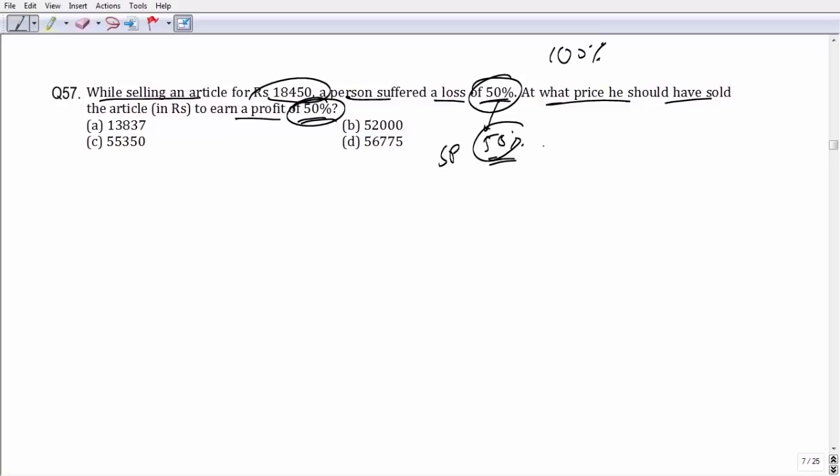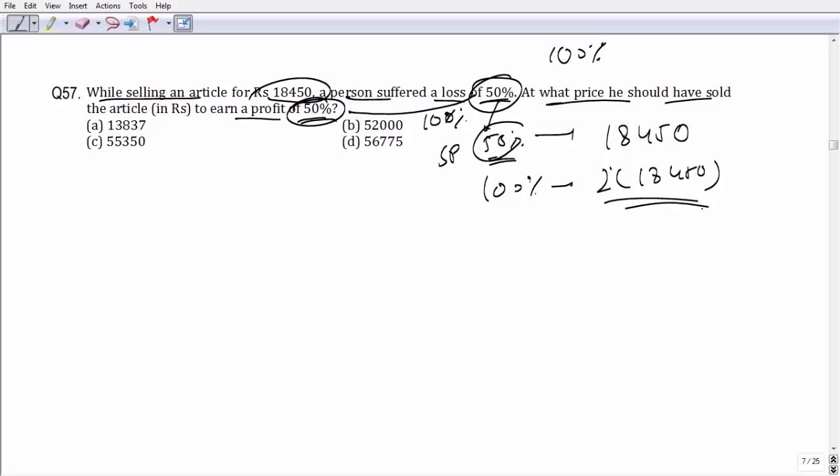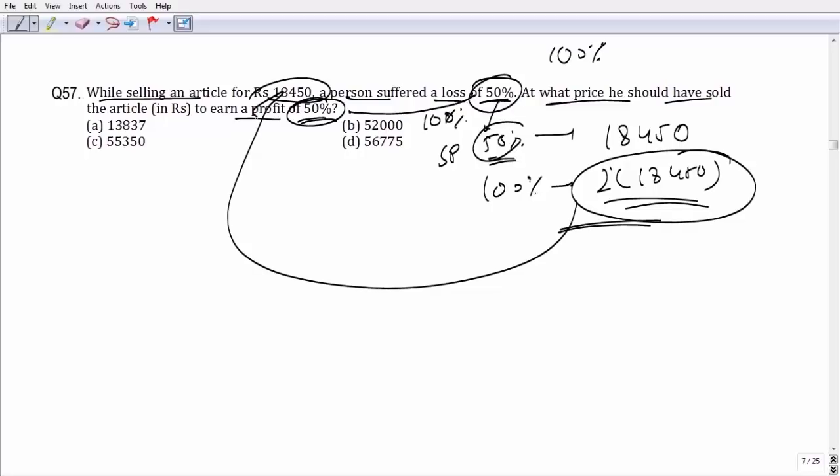Now, this 50% represents an absolute value of 18,450, which makes the value of 100% to be twice of this. And we know that to get the final selling price, we have to add this increase to the original cost price, with which all we need to do is calculate thrice the value of 18,450, which leaves option number C as your answer.